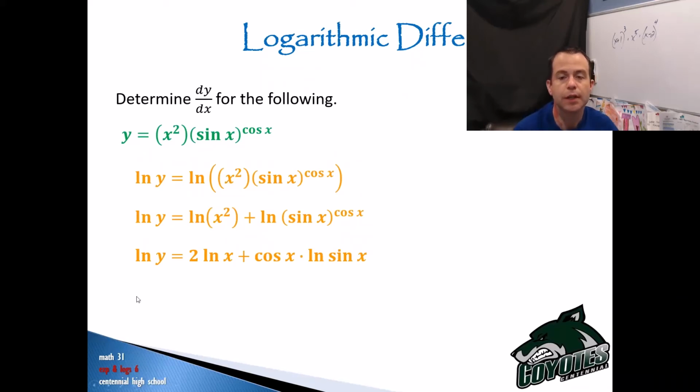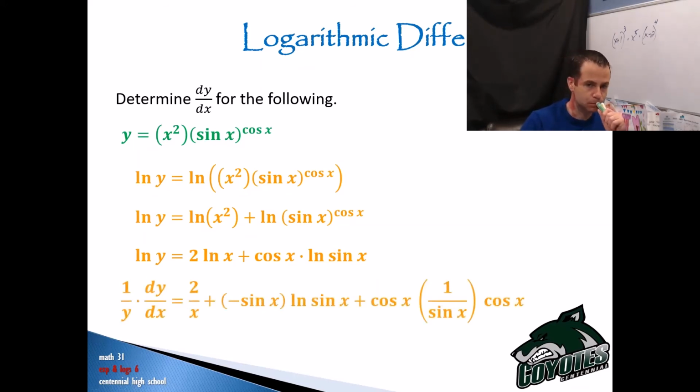Okay, so the derivative of ln y is 1 over y times derivative of y. This would be 2 over x. This is now the product rule, but it's a shorter, quicker product rule. The derivative of cosine is negative sine times ln sine x plus cosine times the derivative of this. Well, the derivative of this would be 1 over sine x times the derivative of sine x, which would be cos x.